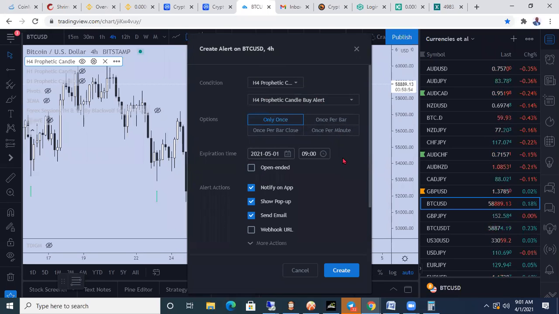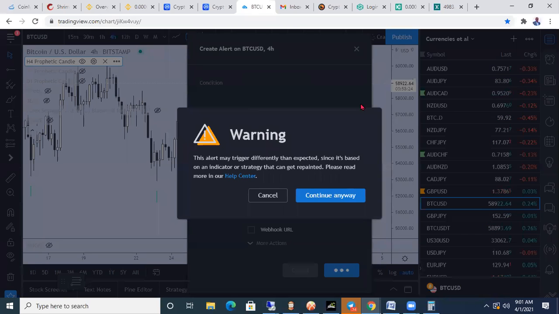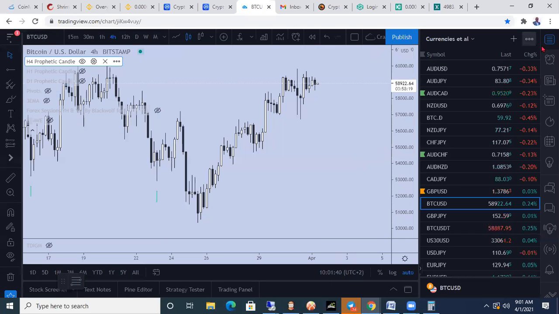Depending on what type of package you have on TradingView, I'm on the topmost package, so I can have open-ended alerts, right? You can set it to once only or once per bar close. Whichever. The H4 PC comes at the close of the candle, right? So once you do that, you click on create, and you would have created your alert. Disregard the warning and say continue anyway.